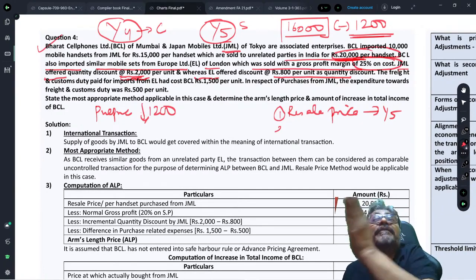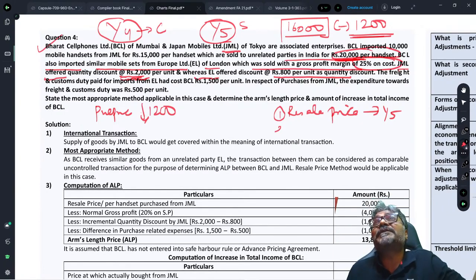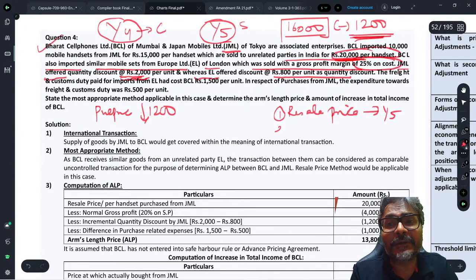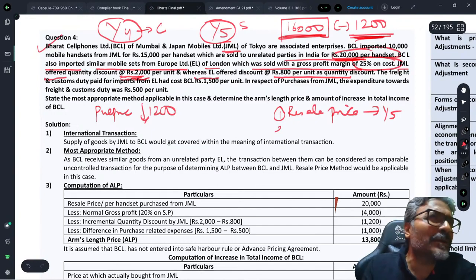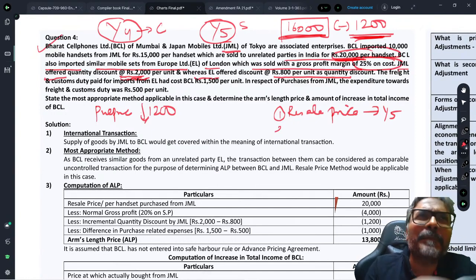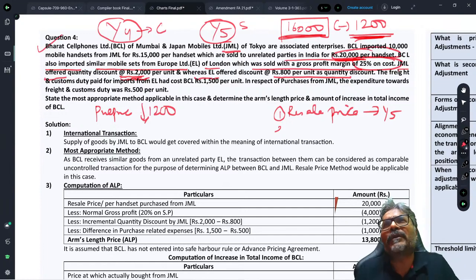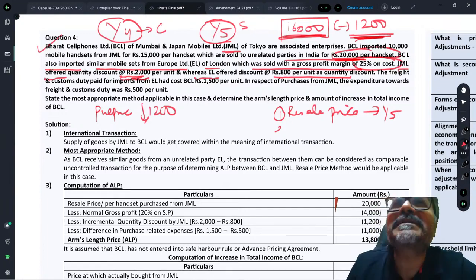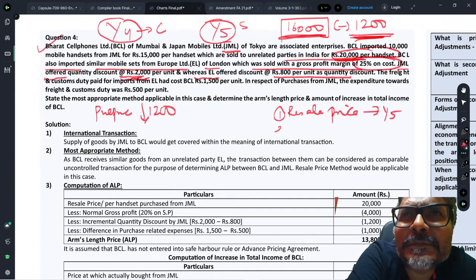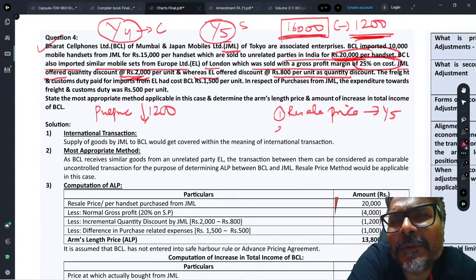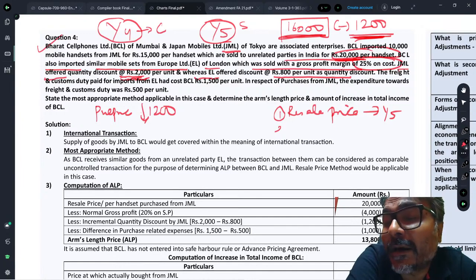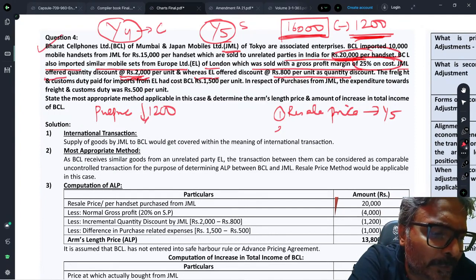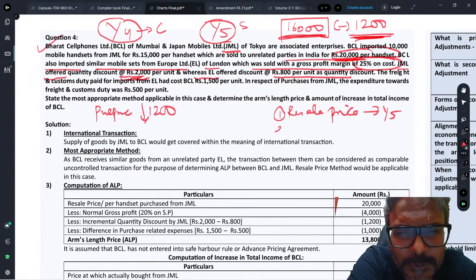So I need to further give a discount and lower this particular price which I have determined. This price of 16,000 is nothing but the purchase price subject to the adjustment of unrelated party transaction uncommon factors. So this uncommon factor, students, of 1200, I will reduce it. All of you agree to this one, Mamta?